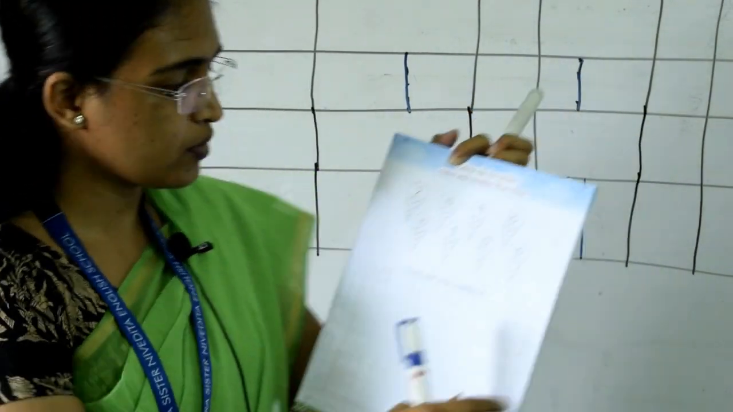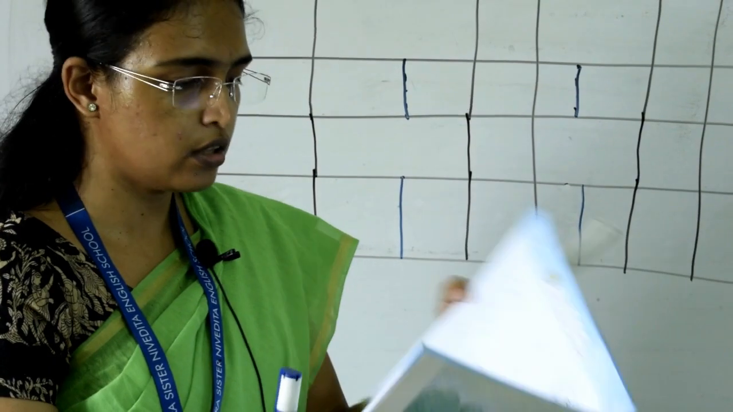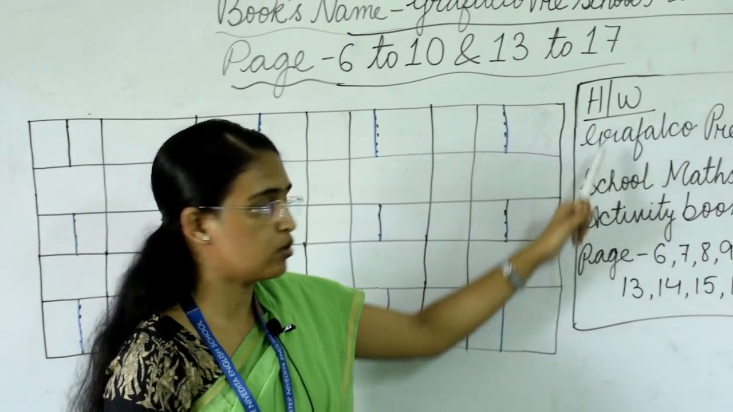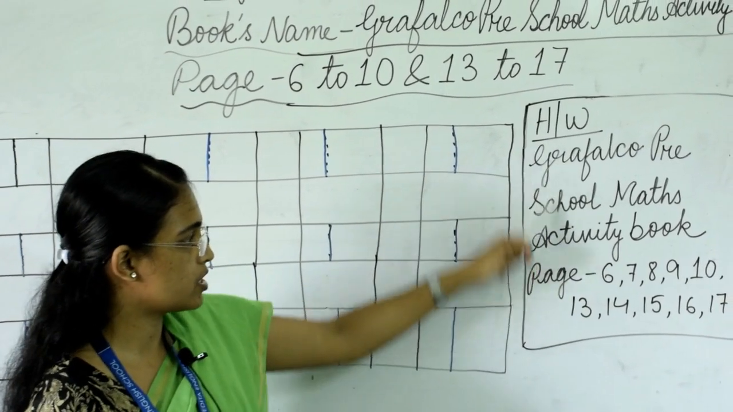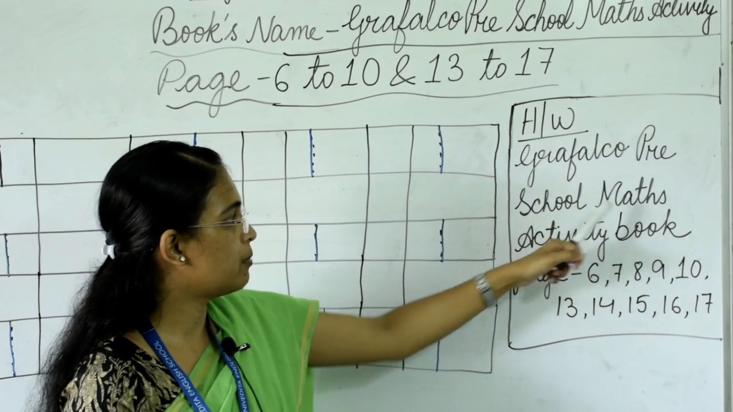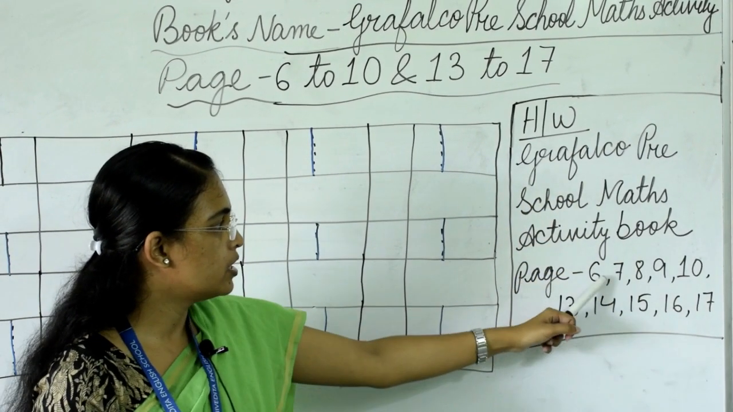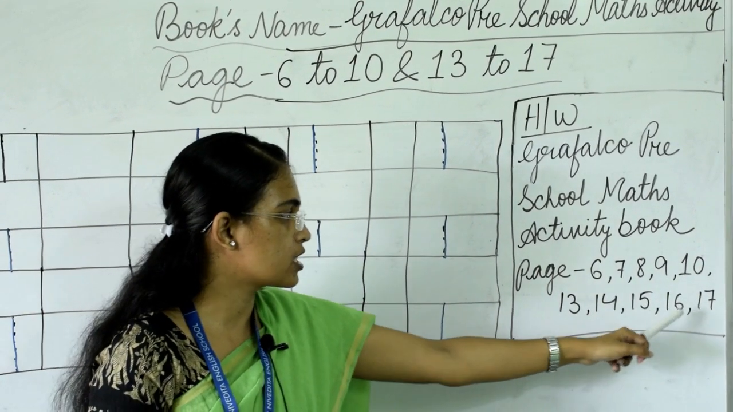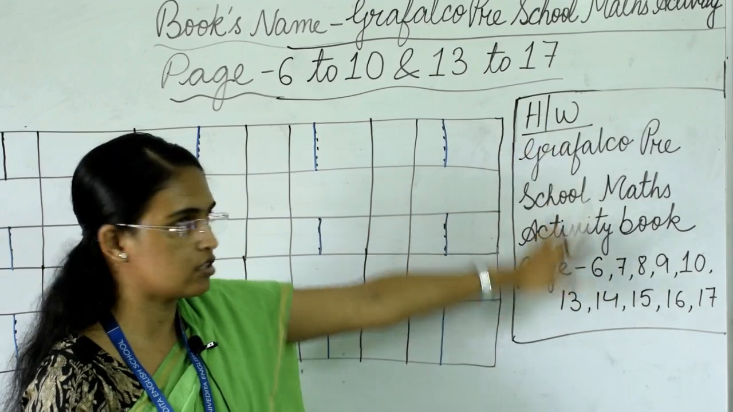Okay, so this all is your homework. Now pause your video and note down all the homework written here. Grafalco preschool maths activity book, page number 6, 7, 8, 9, 10, 13, 14, 15, 16 and 17. This is your homework.